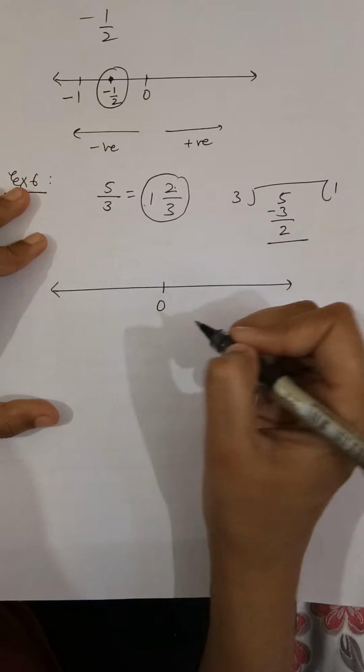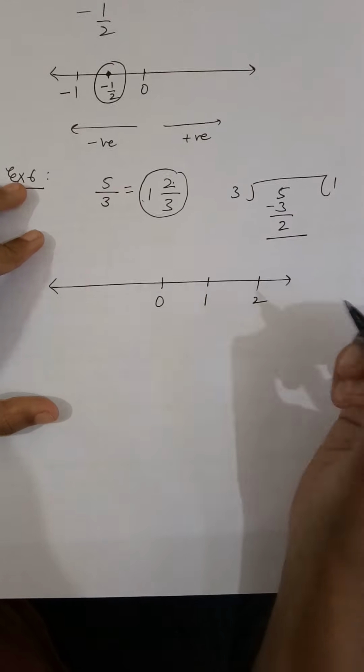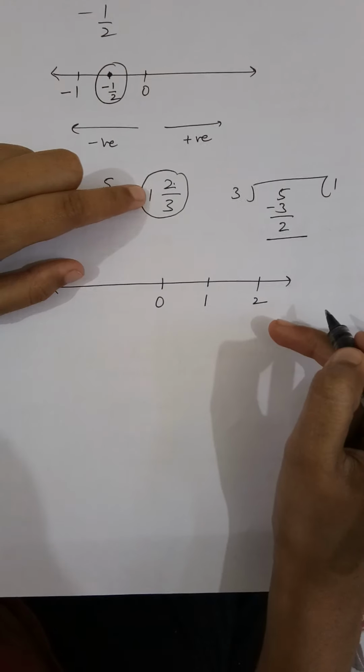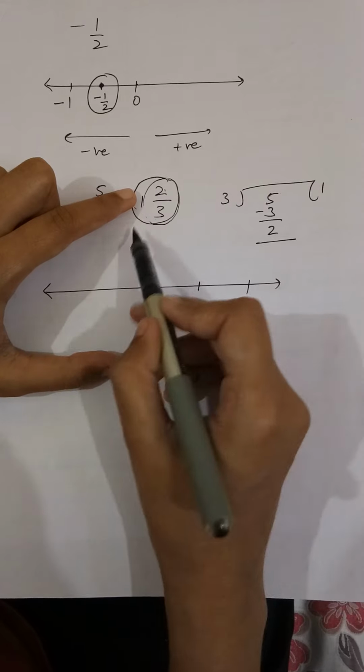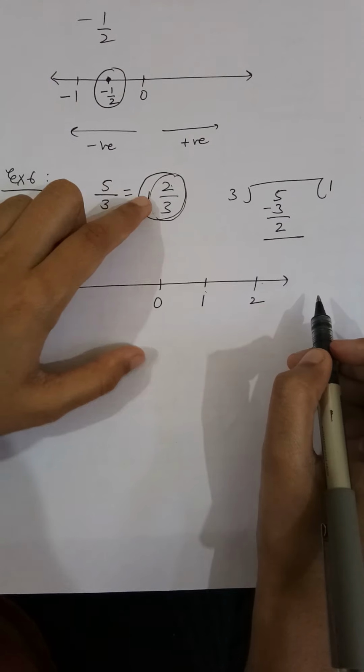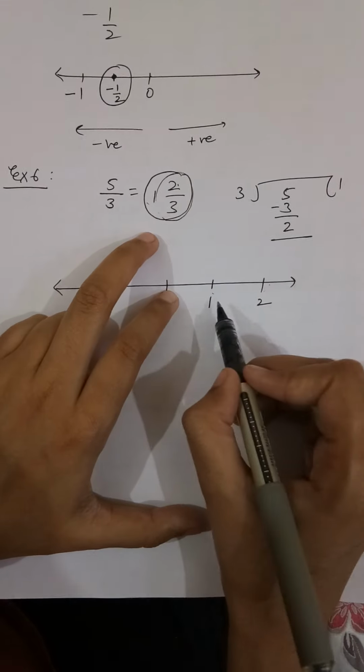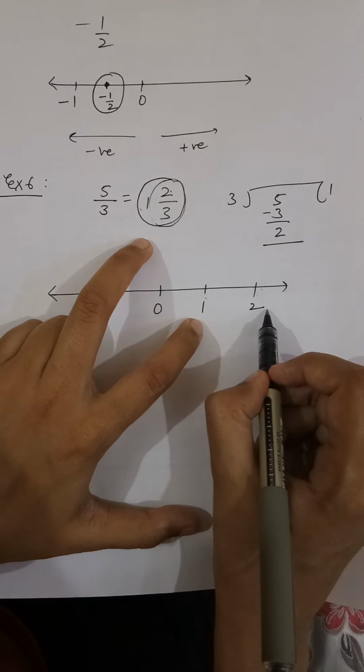First of all 0, then 1, and then 2. Why am I taking 1 and 2? Because I have this 1, and I know that whatever fraction is here will come between 1 and 2. After 1 it will come, and it will be between 1 and 2. So that's why I have taken between 1 and 2.